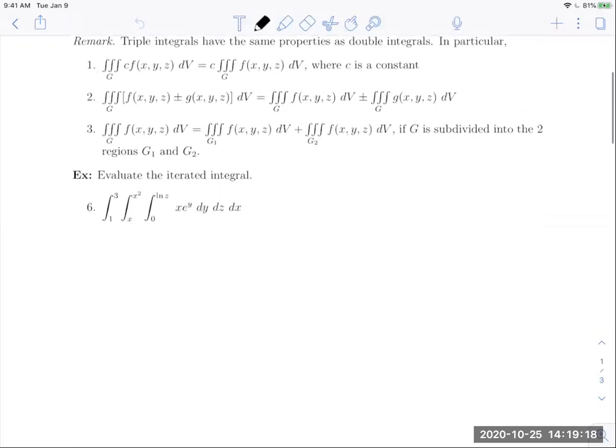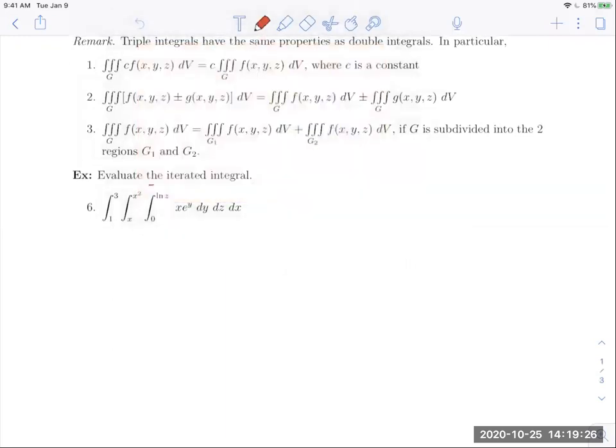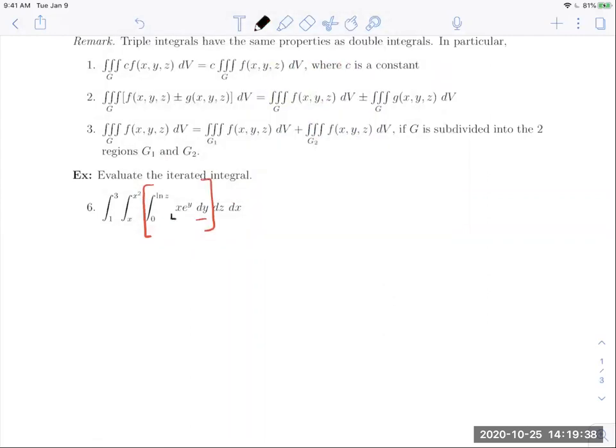So let's take a look at a first example here that's already set up for us. We want to evaluate the iterated integral. So what I'm going to do to begin here is to just kind of draw in these lines so that we focus our attention on the innermost integral, which is, of course, with respect to y. All right, so x is going to be a constant here, and the integral of e to the y is itself. So I'm going to recopy my first two integrals.